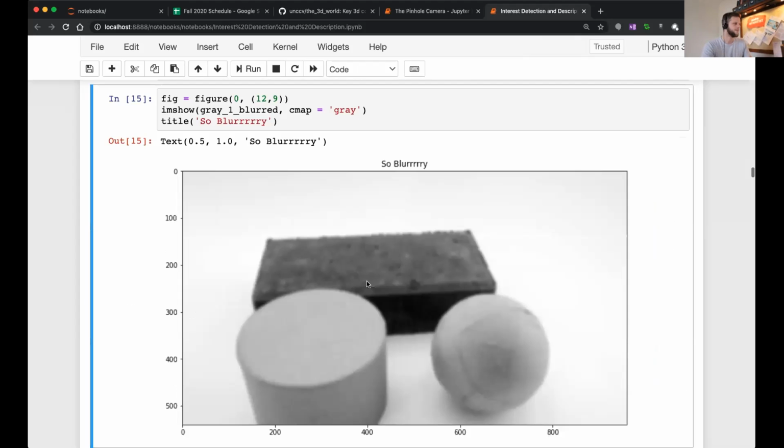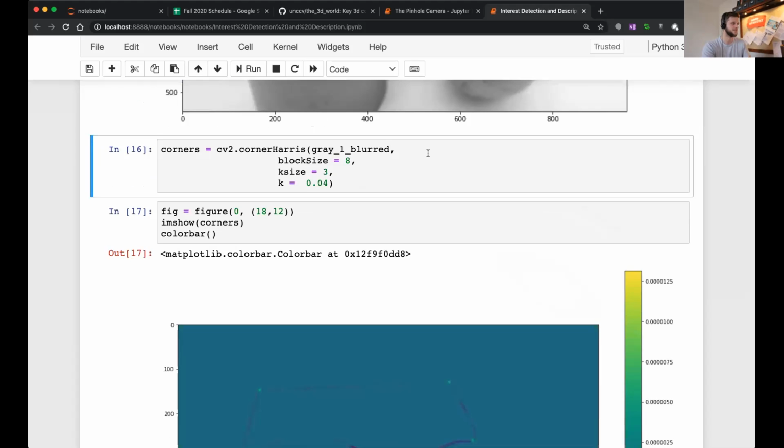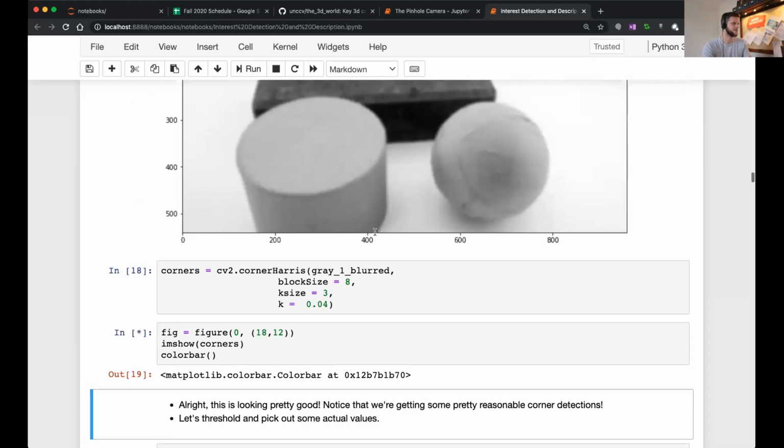So I'm going to blur our image using, again, an OpenCV Gaussian blur. Again, we learned how to do this in Python, or in NumPy, back in module 1, but here I'm just going to use OpenCV. So there's our blurry image, and I'm going to run my corner detector again, and there are a few parameters you can play with.